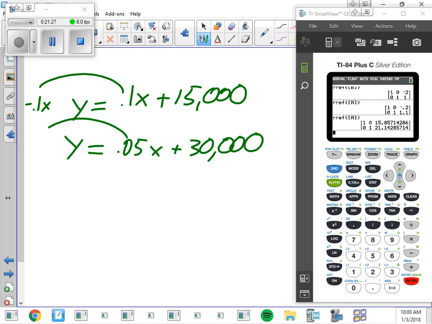So which one is better? Before we answer this, which one's better? Well, at first, this is a better option. But if you sell enough items, then the other one's going to be a better option. So we're looking for the point at which it switches. Okay, so I'll let you solve that.